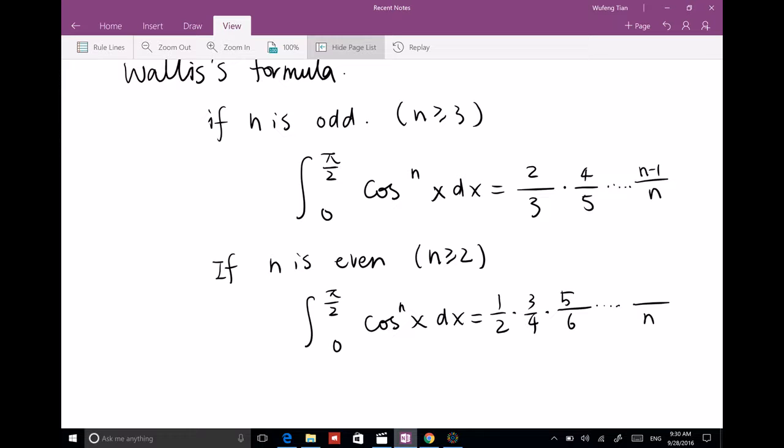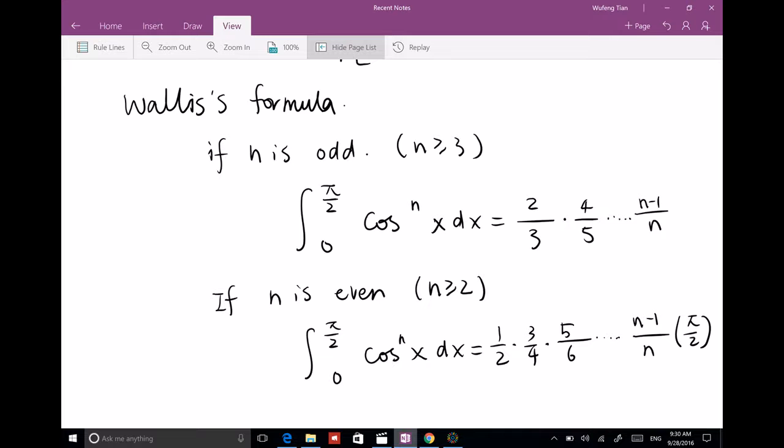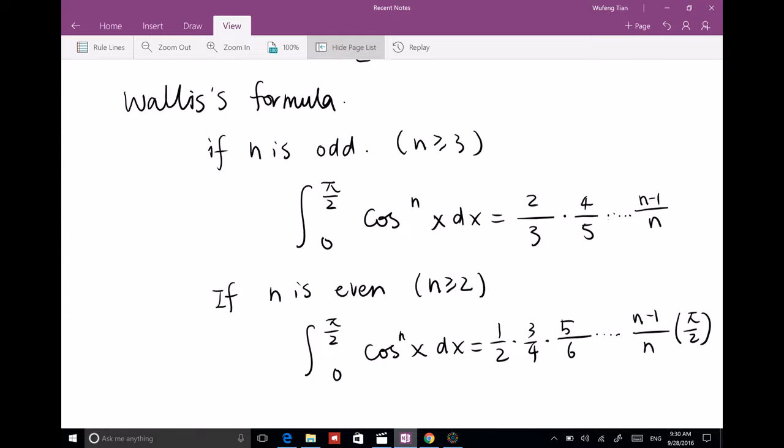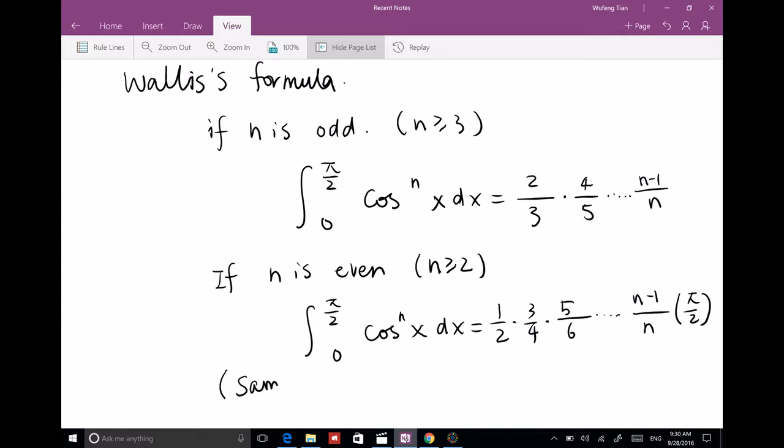Question? Lacey? Okay, I think because that is n minus 1 over n times pi over 2. This is just a formula, and it's going to be the same for sine x. Okay, same for sine x. Okay, this is just two formulas of 0 to pi over 2, cosine x power n dx, 2/3 times 4 over 5 times n minus 1 over n. Okay, if it's bigger than 1.